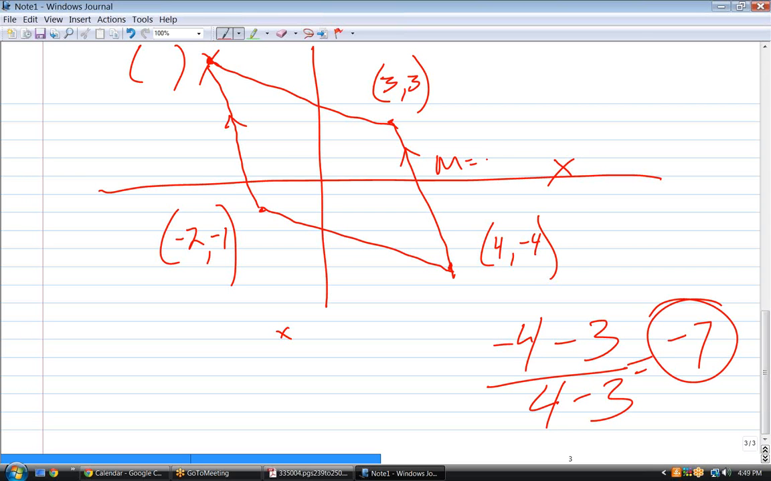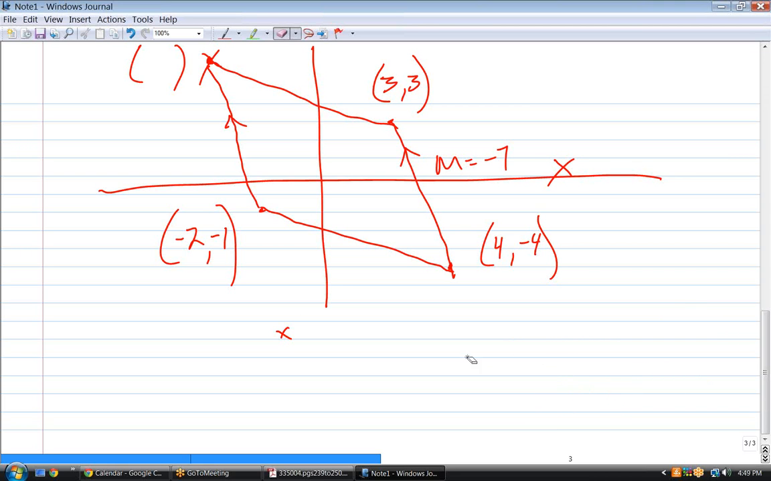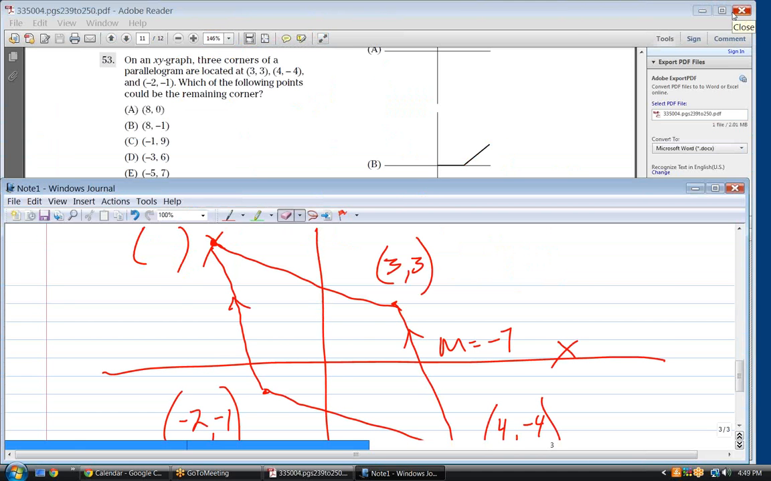Wait, 4 minus... Oh, okay, that's right. I was trying to do it in my head, just to write it down. Okay, I understand that. So we need this line to have a slope of minus 7 if this is our point. Well, gosh, there's got to be an easier way to do this, but not sure what it is. So let's continue on this path.